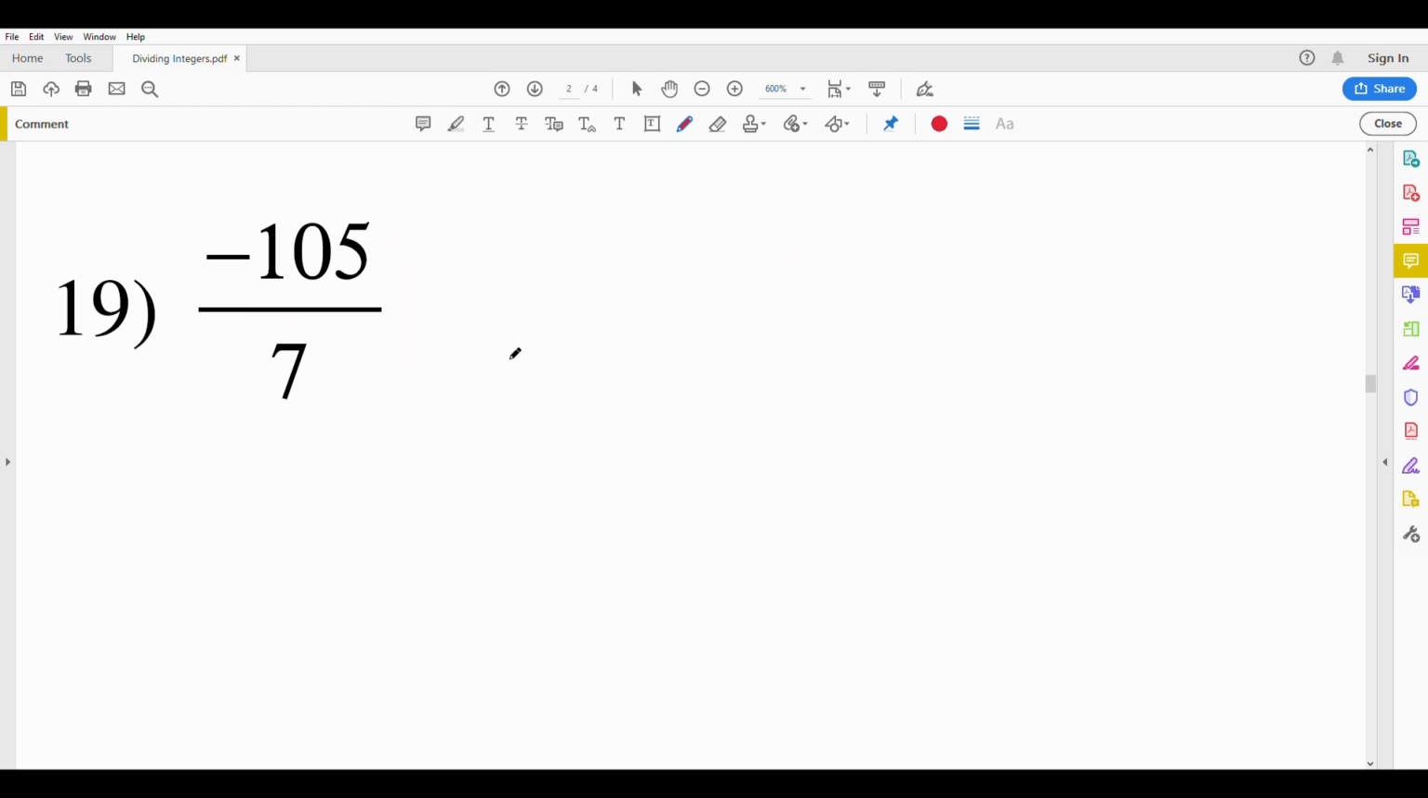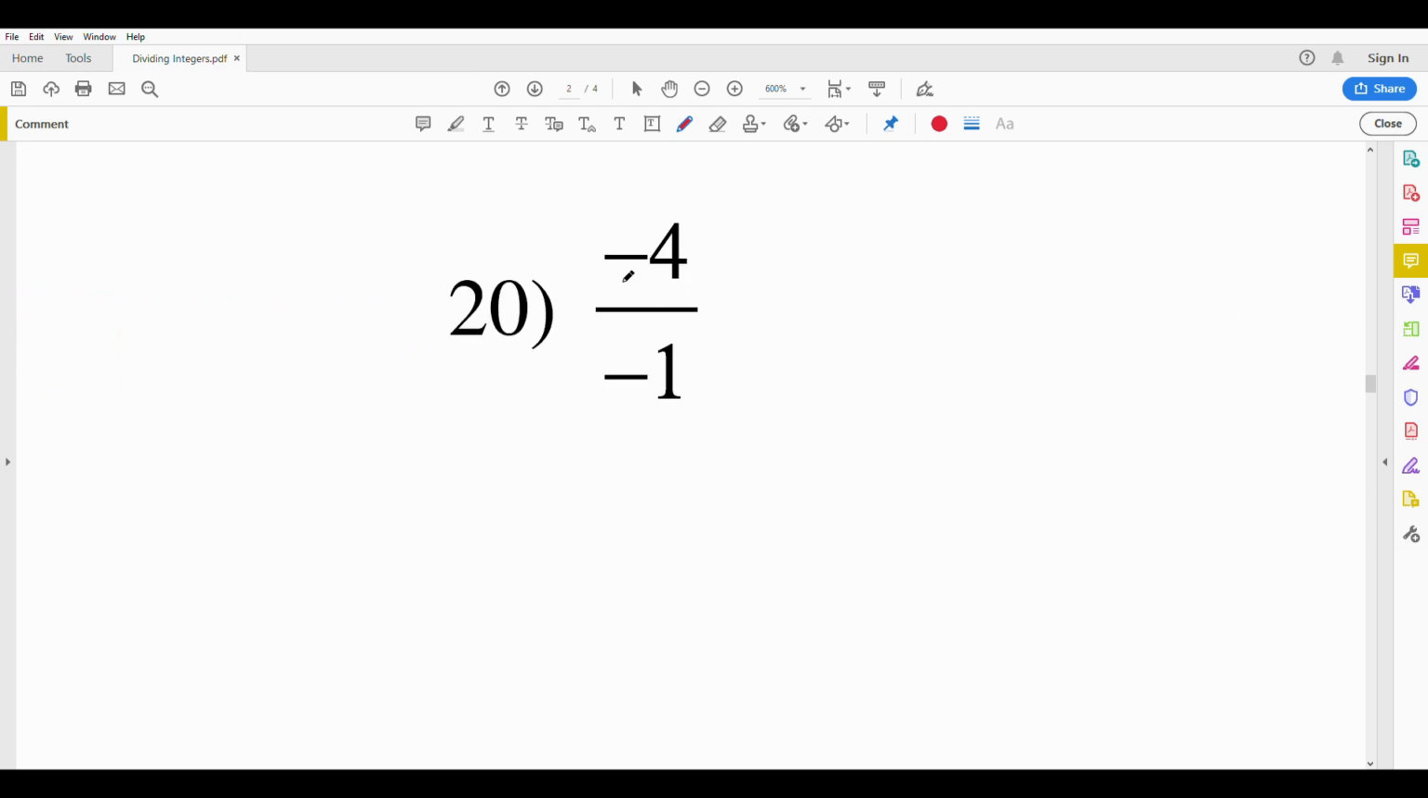So let's go ahead and figure out, is it positive or negative? A negative divided by a positive is going to be a negative. So we know our solution is going to be negative. We just have to figure out how many times 7 goes into 105. Well, I know that 7 times 10, that's an easy one to do. That gets us to 70. And then 70 plus 35 gets us to 105. And 7 goes into 35 5 times. So I need 15 sevens. 105 divided by 7 is 15. So negative 105 divided by positive 7 is negative 15. That's my solution in number 19.